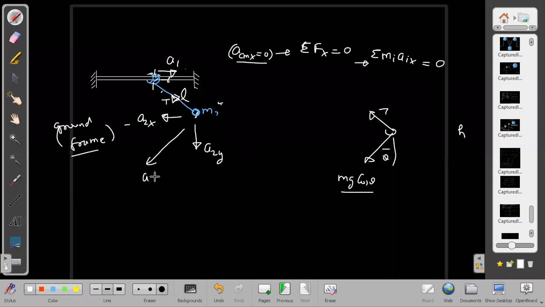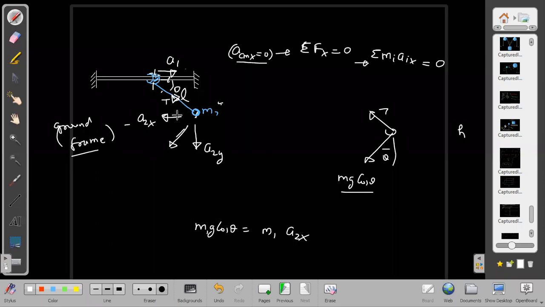In the ground frame I can calculate. I don't know what it is in other frames, but in the ground frame I'm sure. If I know this in the ground frame, then I can write this equation. See what I can do here. I can say the force in this direction is m1g cos theta, so m1g cos theta is equal to m1 into a2x.